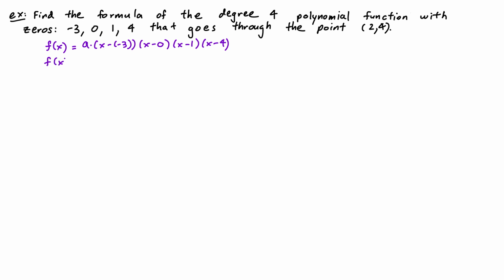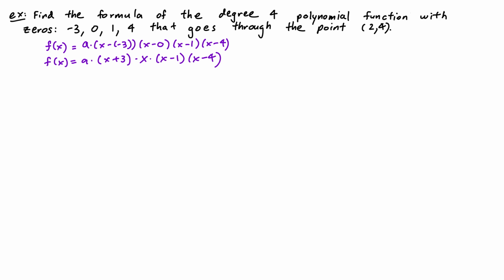We have f of x equals a times, instead of x minus -3, we can change that into an x plus 3. Instead of x minus 0, we don't really need to write the minus 0. This will just be times x. And then our next factor is x minus 1, and then x minus 4. So again, this is the general formula for a degree 4 polynomial with zeros -3, 0, 1, and 4.